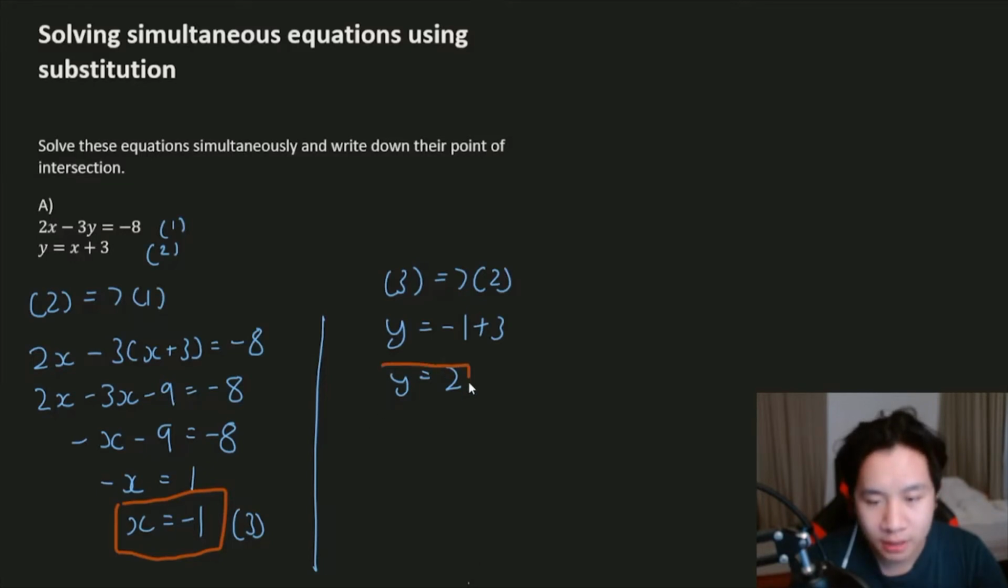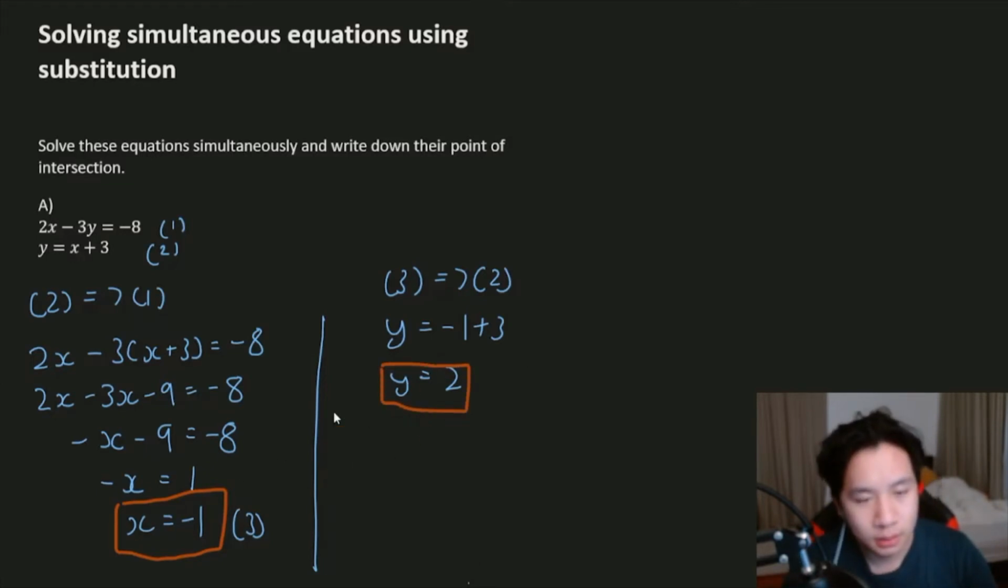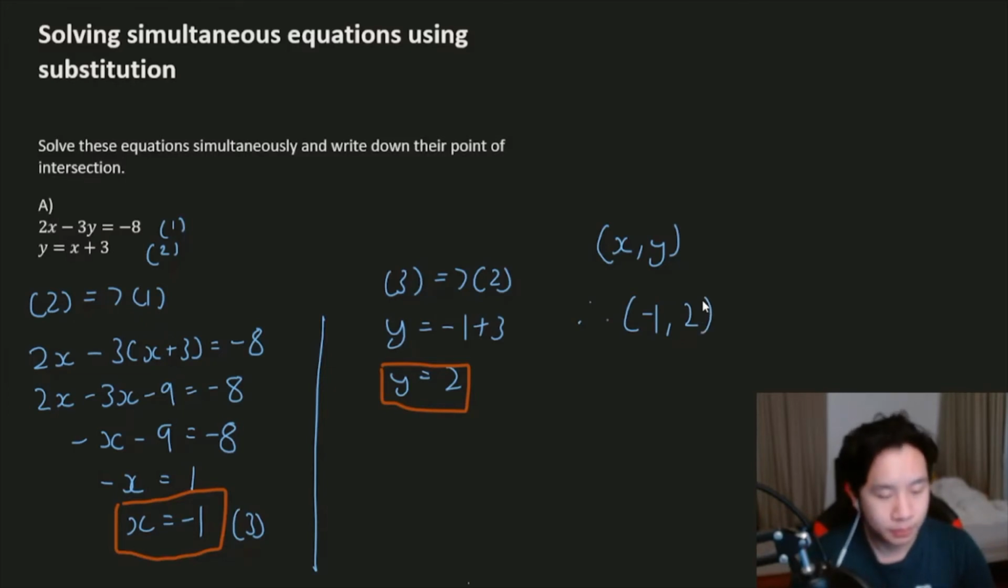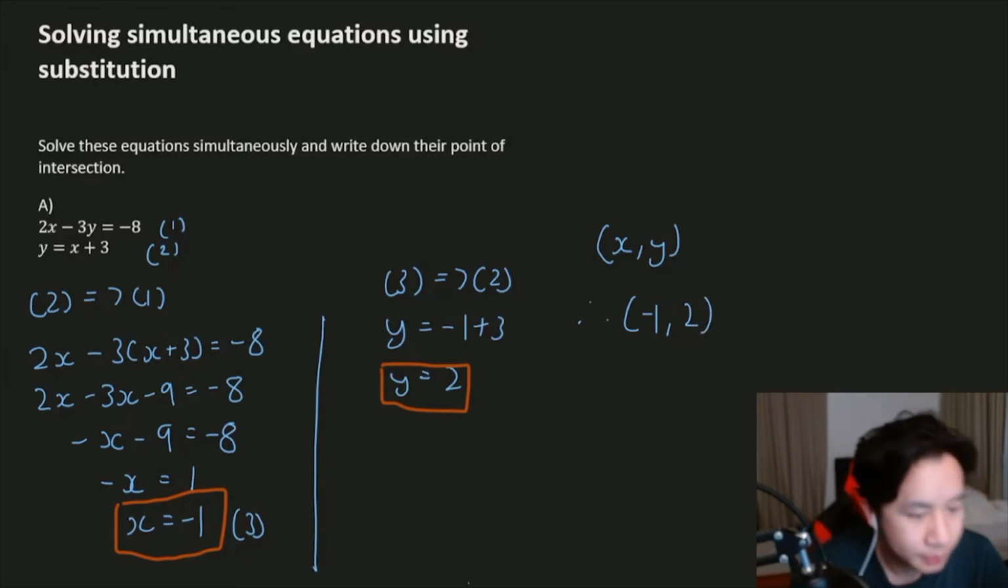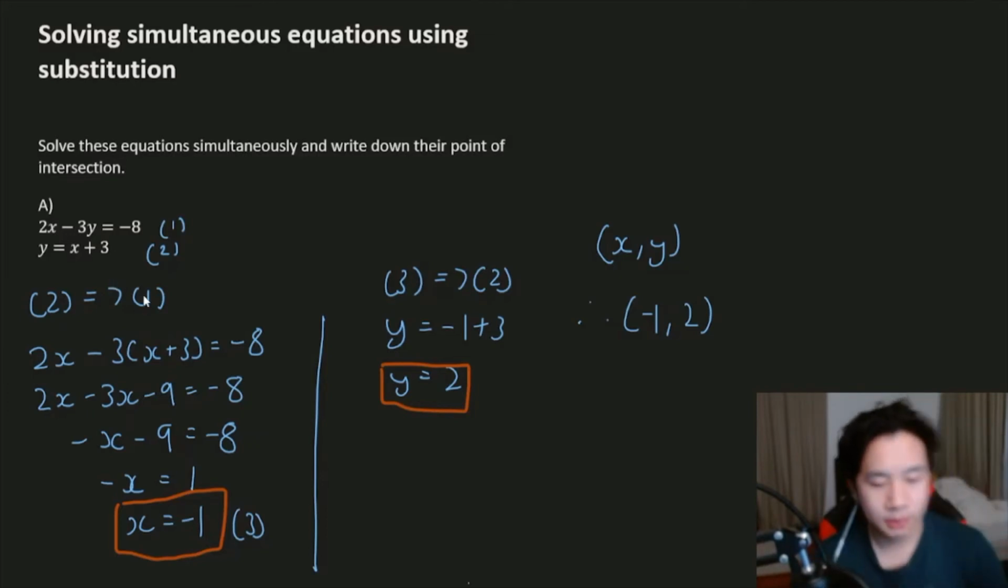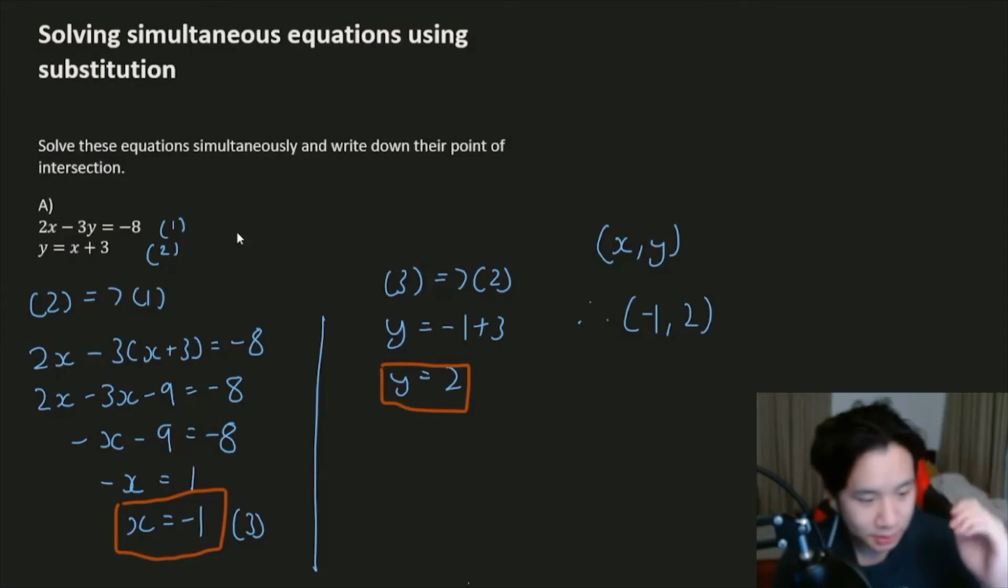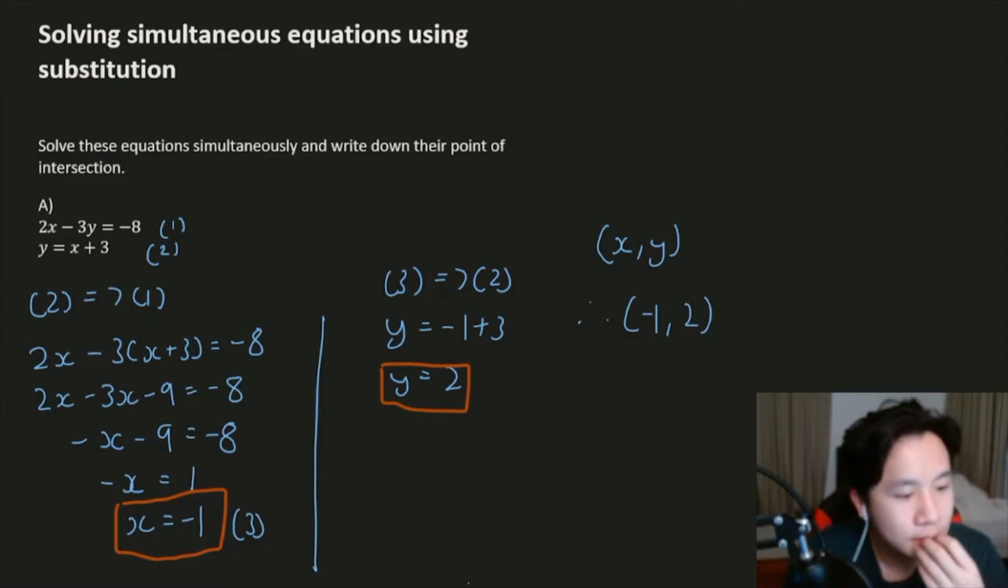Okay, so now I have x and y. Now we're asked to write down the point of intersection, and it's very easy. You know that a point has the form (x, y). We know x is minus 1, y is 2. And so therefore, it's going to be (minus 1, 2). I forgot to mention this in the video, but when you solve equations simultaneously, that gives you the point of intersection, just to let you know.